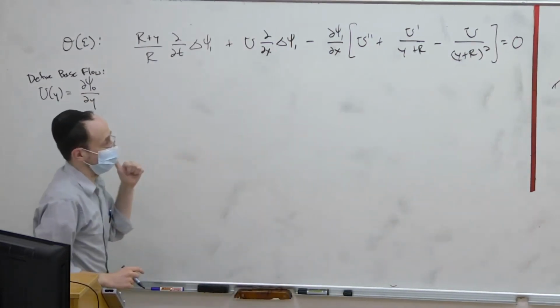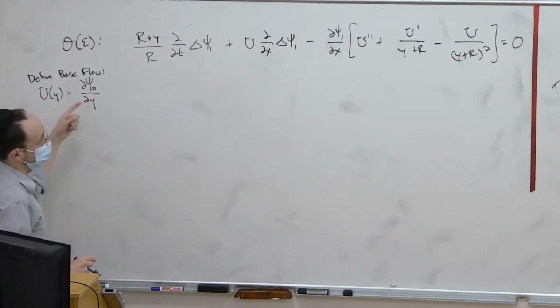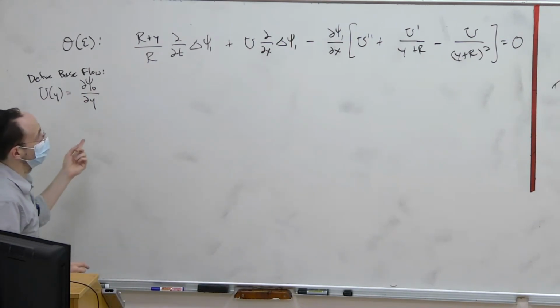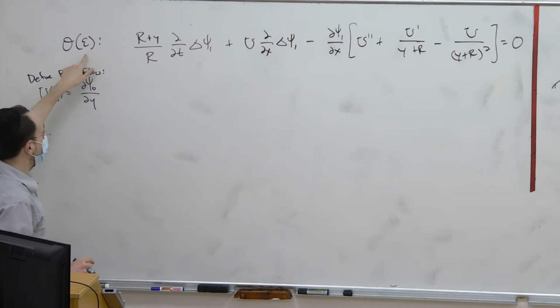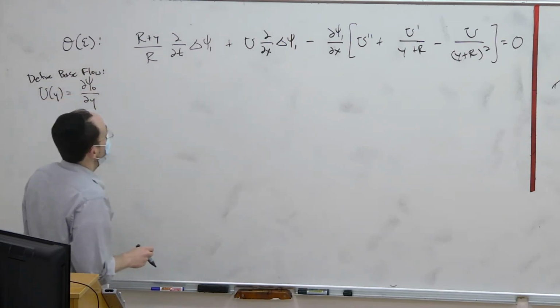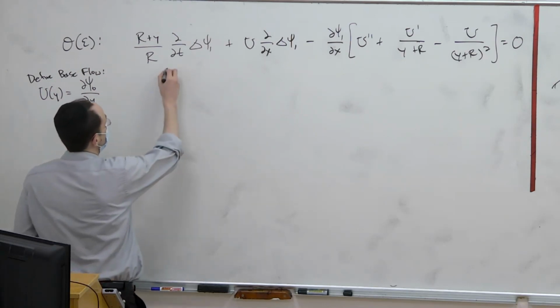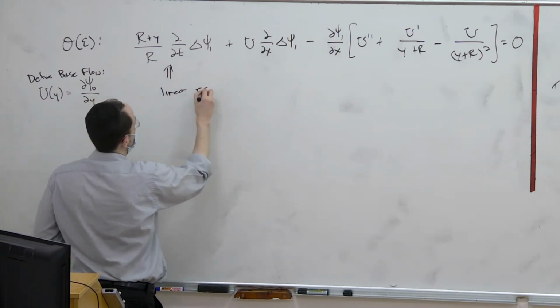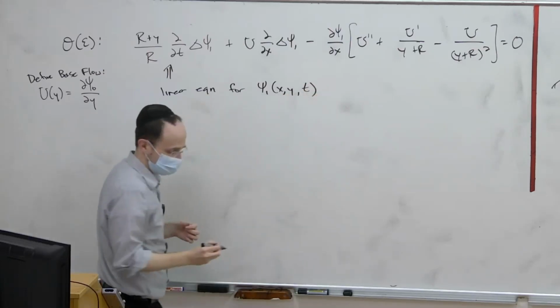We wrote our momentum equation in terms of the stream function. We wrote the stream function in terms of a base flow, u of y, and a small perturbation, psi 1. We substituted the psi definition into our governing equation for psi. We linearized, and then we wrote the equation with respect to epsilon only, neglecting all the epsilon squared terms, and we got this equation. Since we've linearized it, by definition, this is a linear equation for psi 1 of x, y, t.